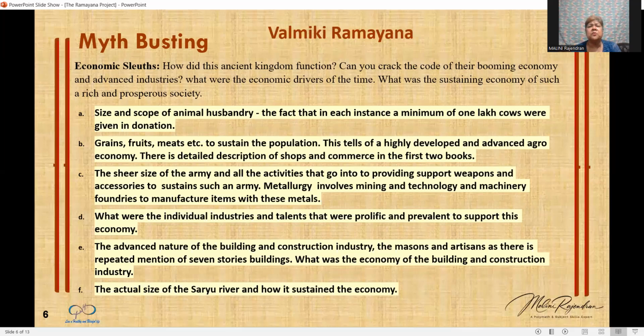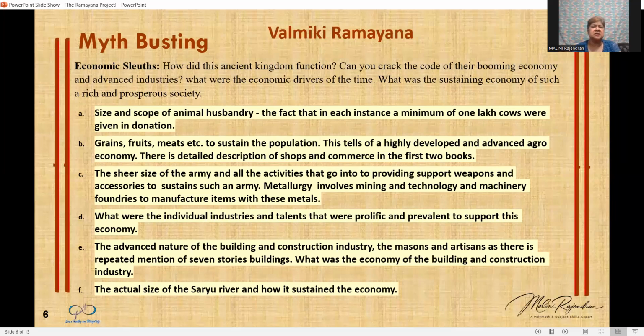So, what was the size and scope of animal husbandry? Because in every event that is mentioned, cows and cattle were donated, not in tens and hundreds, but in tens of thousands or in lakhs. And with that kind of a population, that kind of an army, what was the agro-economy? The sheer size of the army and the weaponry involved. I mean, imagine 10,000 chariots, 20,000 elephants, foot soldiers, archers. I mean, this was an era when archery was at its prime. The weapon of choice was the bow and arrow. And all of them excelled in using the bow and arrow in warfare and for all purposes.